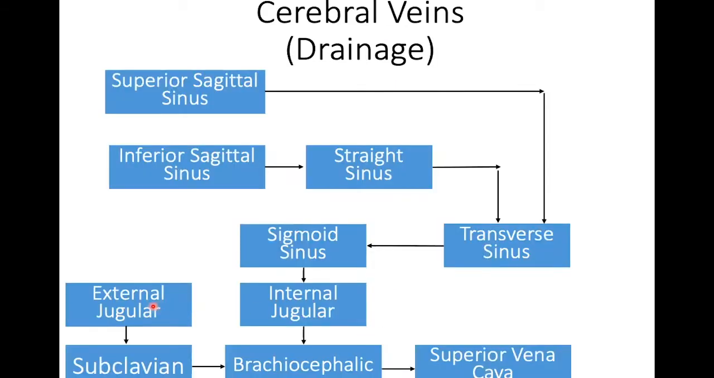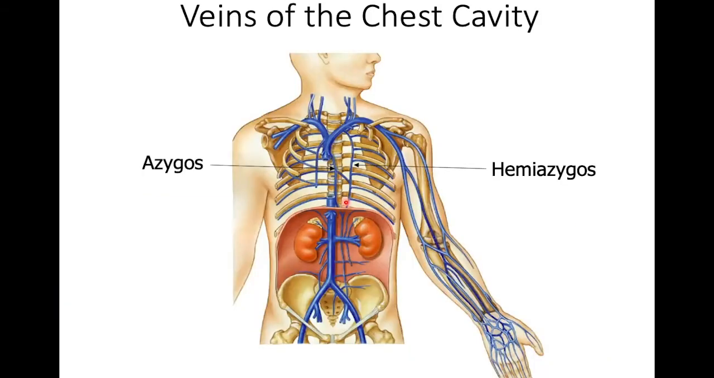Ultimately, external jugular draining the external aspect of the cranium into the subclavian vein, which then drains into the brachiocephalic, along with the internal jugular back into the brachiocephalic, draining into the superior vena cava, and back into the right atrium. Okay, so that provides you an overview of how the cerebral veins ultimately drain back into the heart.